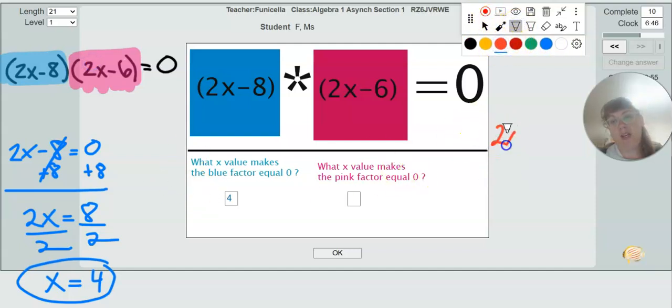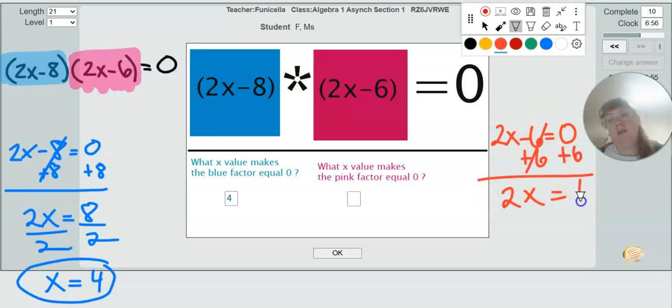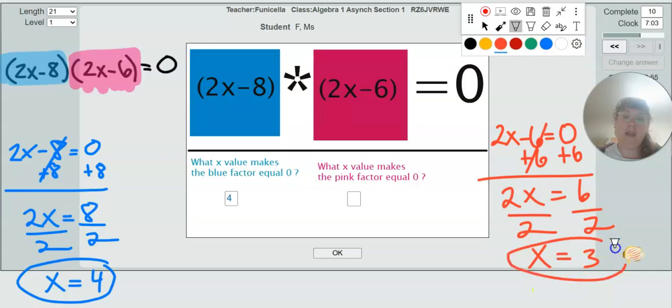I'm going to do this one over here, equals 0. So we can add 6 to both sides, and we get 2x equals 6. Divide both sides by 2, and we get x equals 3. So either x equals 4 or x equals 3. Those are the two options, the two x values that will make the whole function equal to 0. Beautiful. Take what you need here and then hit OK.